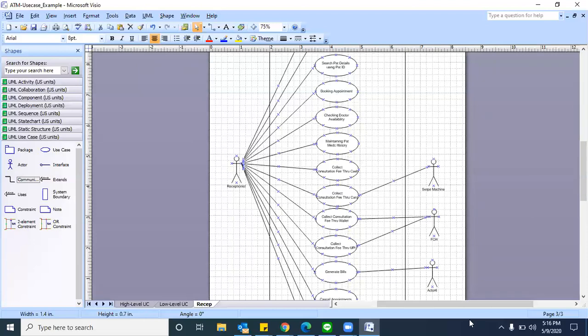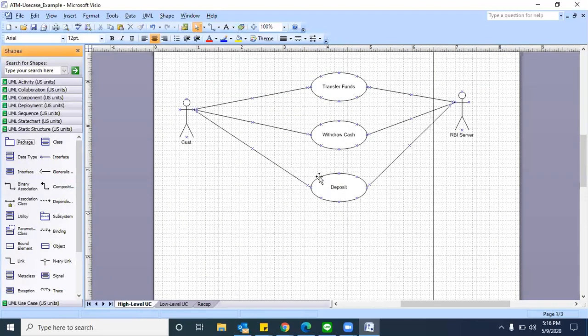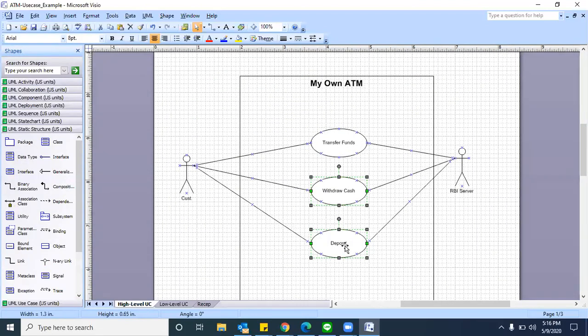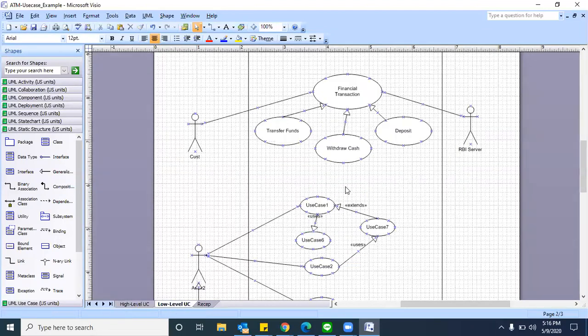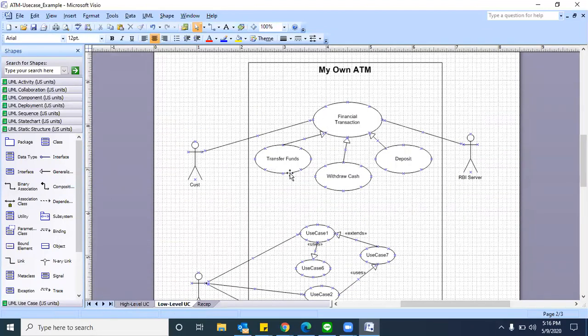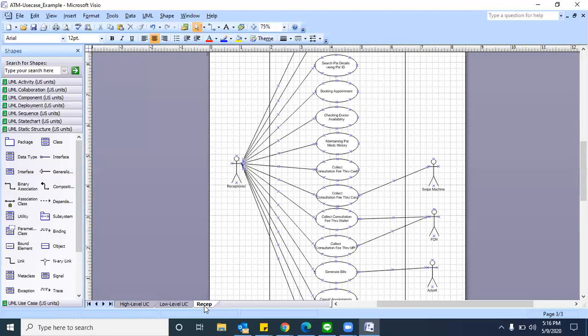I'm sorry, I didn't get it, sir. The same high level use case diagram should be converted into a low level use case diagram. I already told you, right? Likewise here, transfer funds, withdraw cash, and deposit funds, I converted to a low level use case using a financial transaction, by merging them. In a similar way, we'll try here. Just give me a second.